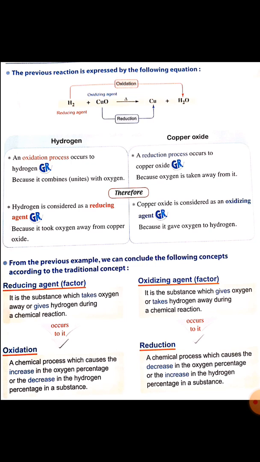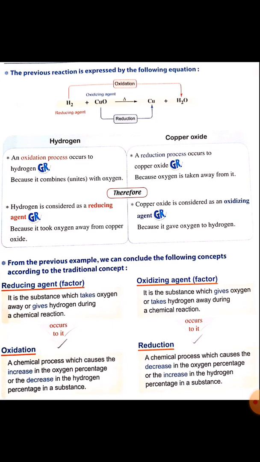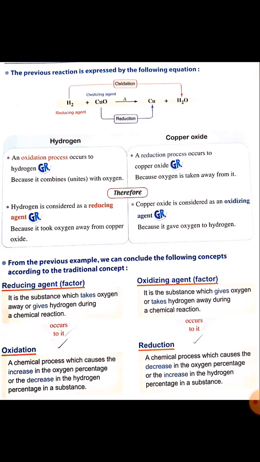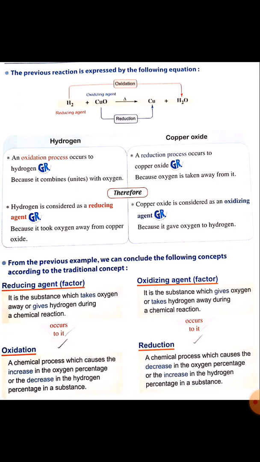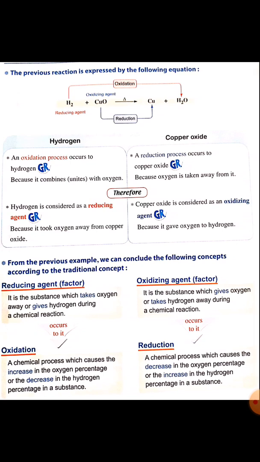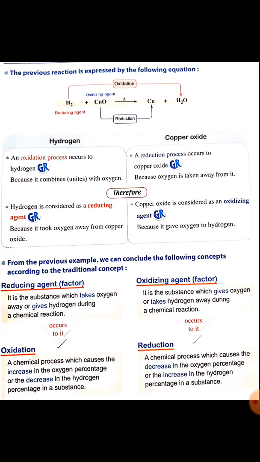Here, hydrogen, after the reaction, it gained oxygen. So here, the percentage of oxygen increases. So this process is called oxidation. While copper oxide, after the reaction, it changes into what? Just copper. So it lost oxygen. So it's reduction.